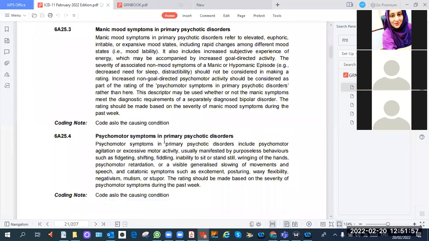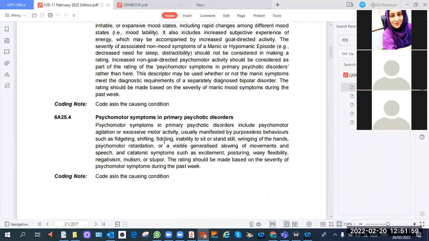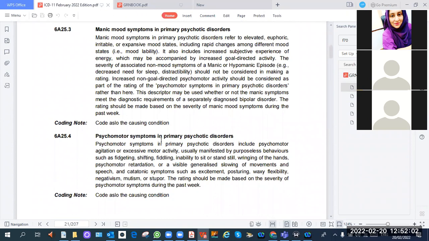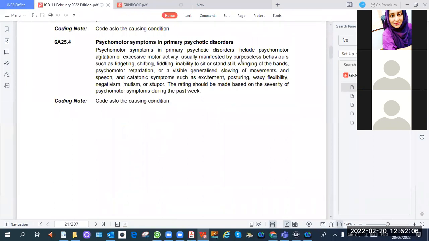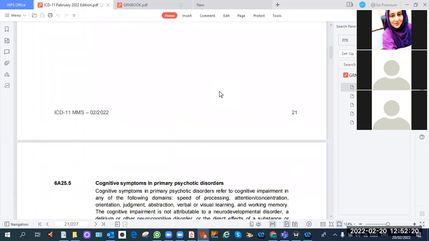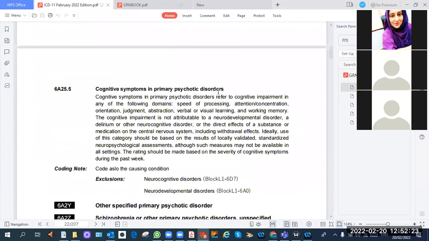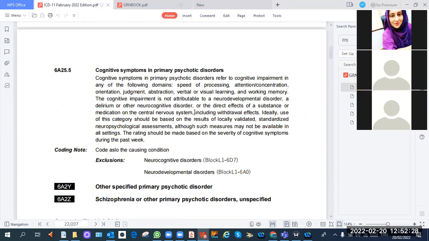Psychomotor symptoms in primary psychotic disorders. So there can be, for example, purposeless behaviors, fidgeting, shifting, fiddling, inability to sit or stand still. So you can say something like, in addition, the patient can have this as well. And then cognitive symptoms in primary psychotic disorders. So there can be cognitive symptoms in primary.